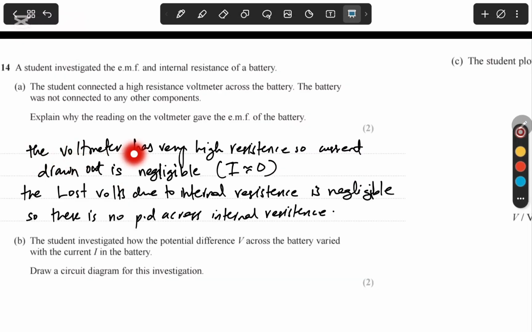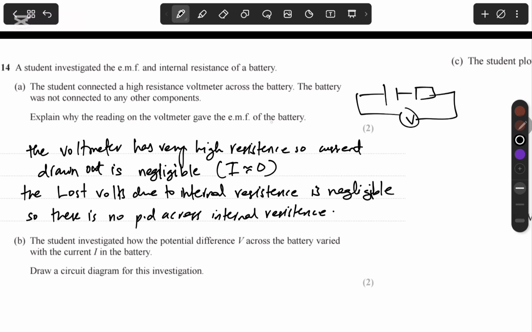This is why the reading on the voltmeter gave the EMF of the battery. So your answer is going to be: the voltmeter has very high resistance, so the current drawn out is negligible. I is approximately 0. The lost volts due to the internal resistance is negligible, so there is no PD across the internal resistance. So again, I'm going to draw the same diagram.